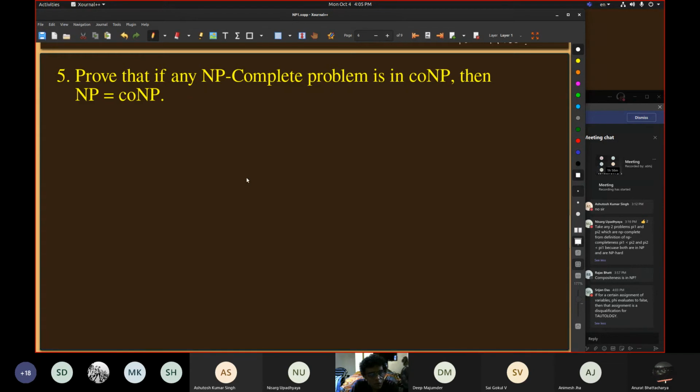This is not difficult. So the question is, how does this complexity class look like? In fact, as the next exercise we will see that the class P is inside both NP and co-NP. So are these two classes, NP and co-NP, equal? It's a difficult question, we do not know. But if any NP complete problem is in co-NP, then these two classes, NP and co-NP, are equal.